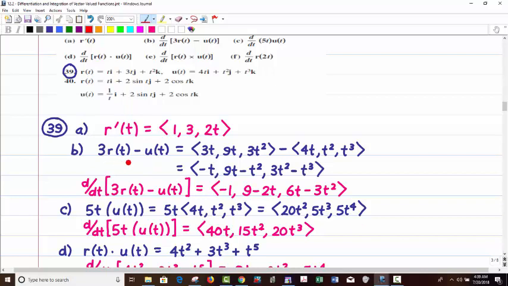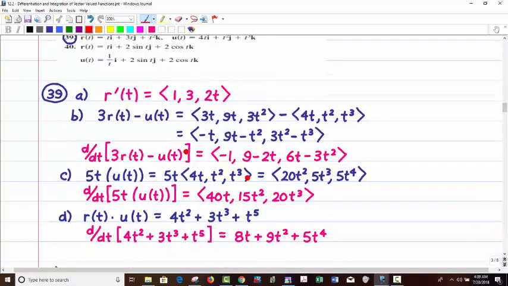And so for 3r minus u of t, I would not use any properties. I would evaluate what 3r minus u is. I'd work it out. So 3 times r, just multiply every component in r by 3. Here's the u vector. So you just take the 3r minus the u, subtract them. So you get 3t minus 4t is negative t. 9t minus t squared is 9t minus t squared. 3t squared minus t cubed. So those don't combine.